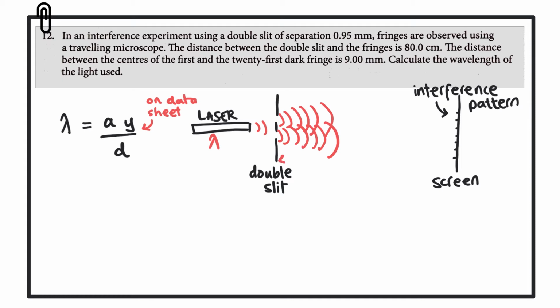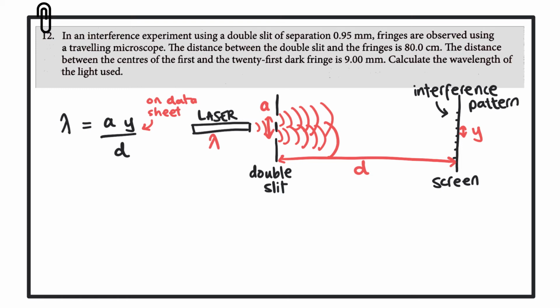So the distance between the double slit and the screen is what we call D. The distance between the slits we call A. And then finally we have the distance between the fringes, between the centre of one bright fringe and the next, or the centre of one dark fringe and the next, is what we would call Y. So that's fringe separation.